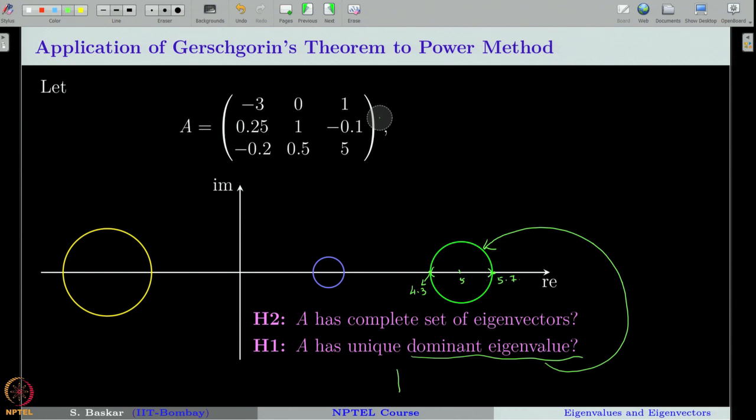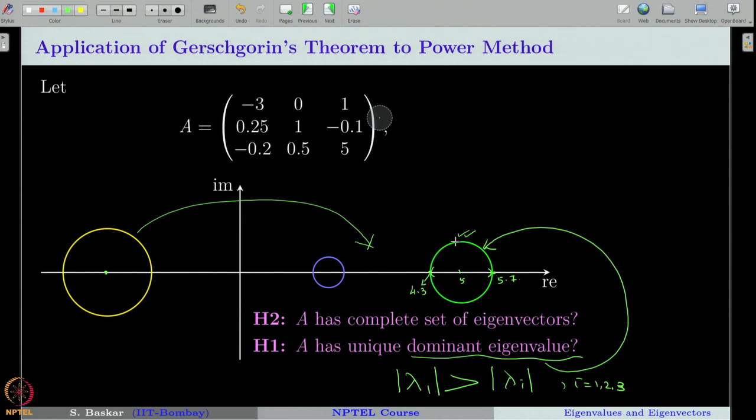Why? Because we have to check this condition: lambda 1 should be strictly greater than lambda i for i equal to 2 and so on. Here it is only 3, right? So, to check that, what you have to do is see whether the disk which is lying on the negative side of the plane, when shifted to the positive side, does not intersect the circle which has the dominant eigenvalue. That is the idea.